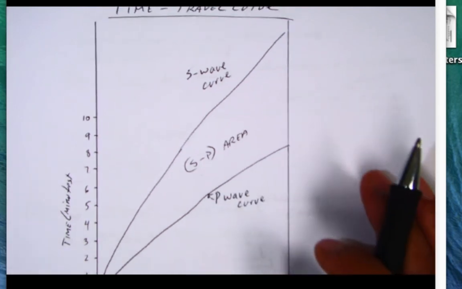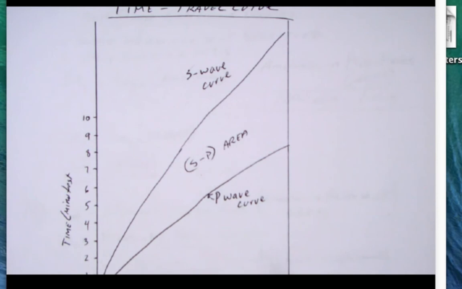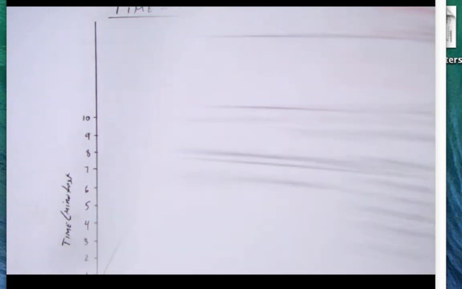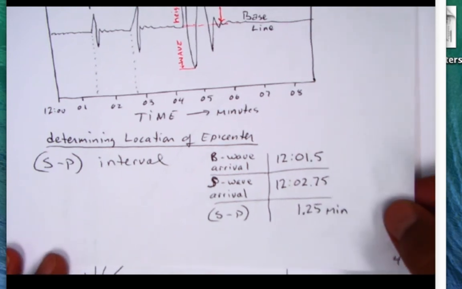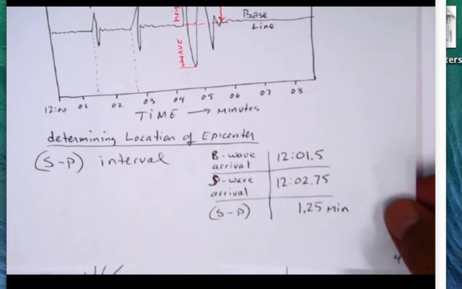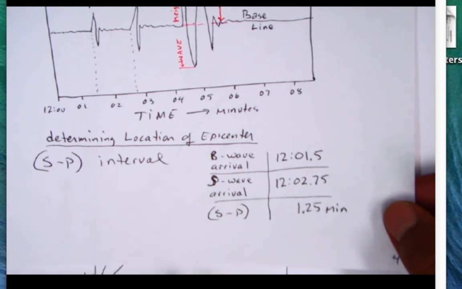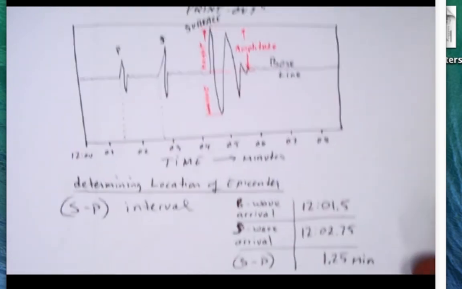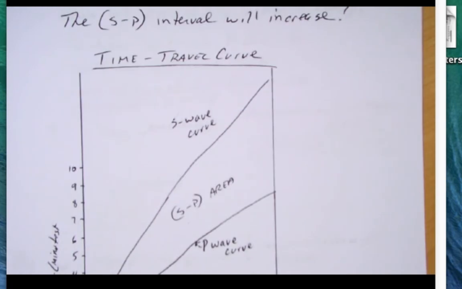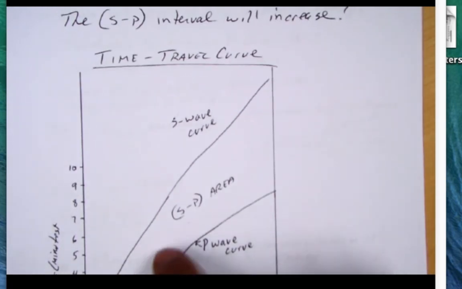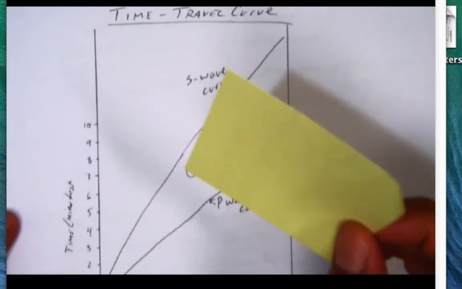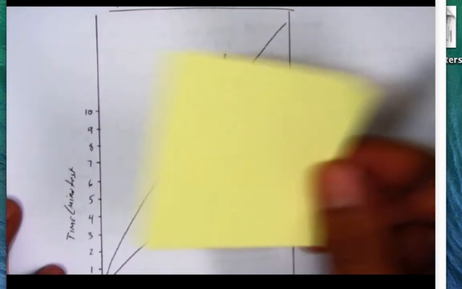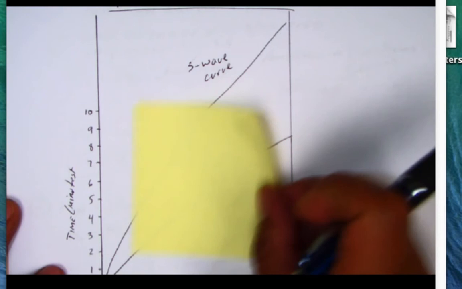So on our previous problem, we calculated a time of 1.25 minutes for this S minus P time interval. So the way to figure out how far this earthquake is from this particular seismic station, we have to figure out where those 1.25 minutes fits between these two curves. And the way to do that, you need to employ a little piece of paper that you can move around on this graph.